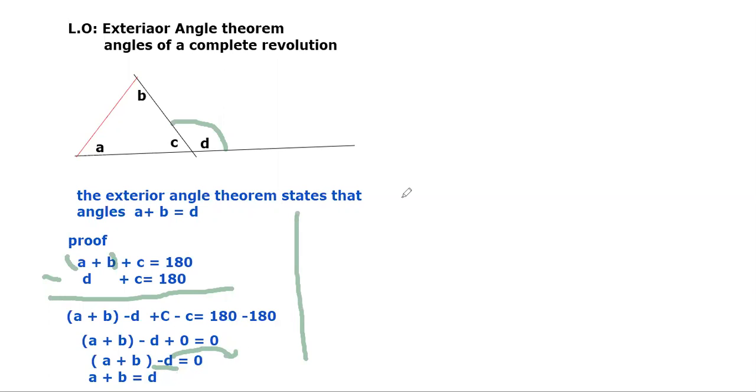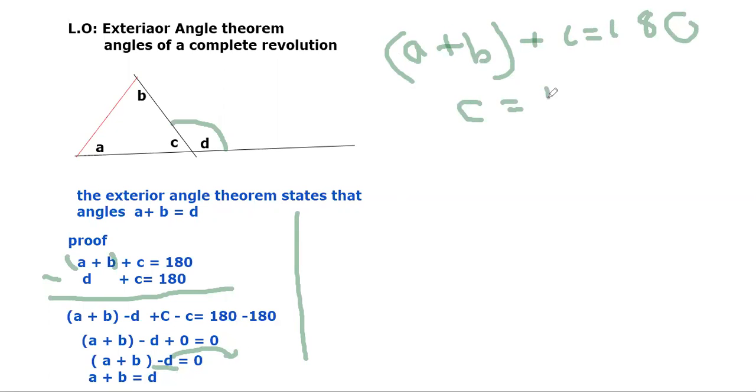There are so many other ways. I can just come here and say A plus B plus C is equal to 180. Then I also know that C is equal to 180 minus D. That's it. Then I just bring, see, there's a C here. Actually, this is something that you should do in grade 10, what we call solving simultaneous equations.